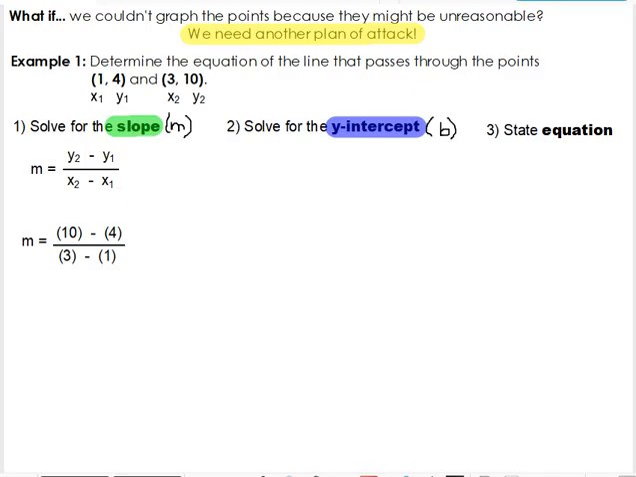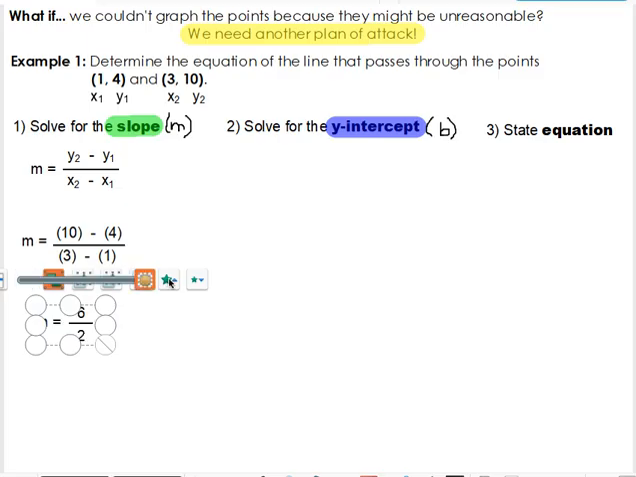And the reason why I have brackets around the 10, the 4, the 3, and the 1 is because I've replaced a variable with a number. So really quickly, we'll simplify the top. 10 minus 4 is 6, and the bottom, 3 minus 1 is 2.